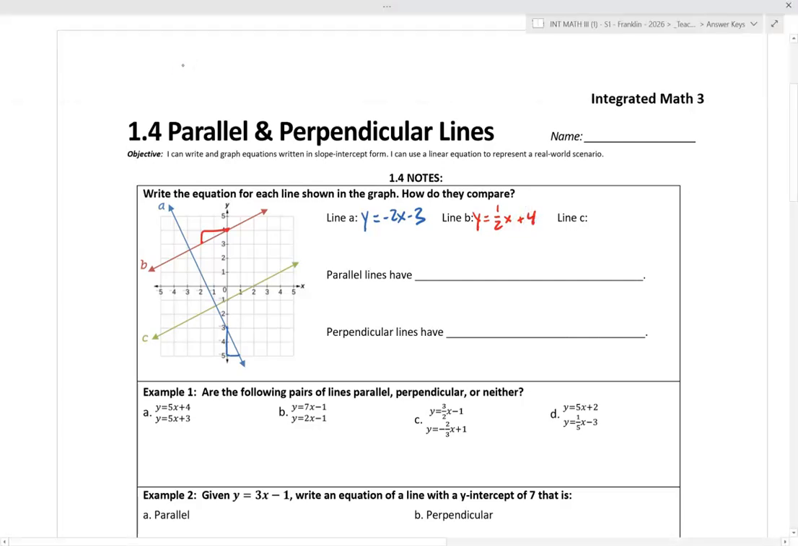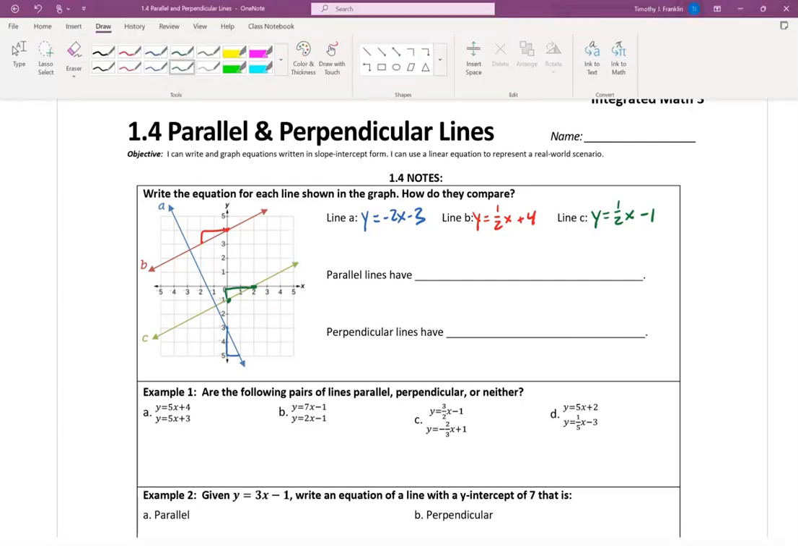And for line C, starts at -1, and it looks to also have a slope of 1/2. So y equals 1/2x minus 1. Right, just pick 2 points and then count up and over or down and over. Just remember, positive slopes go up to the right, negative slopes go down to the right.